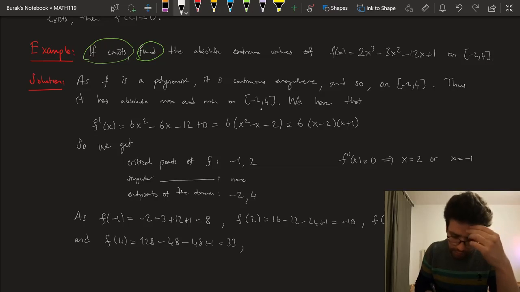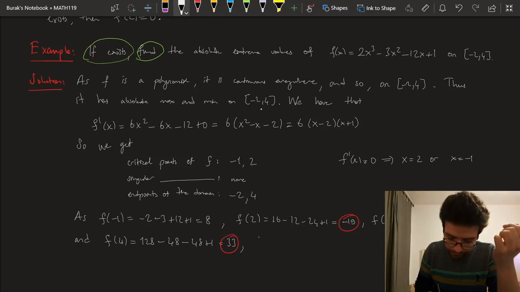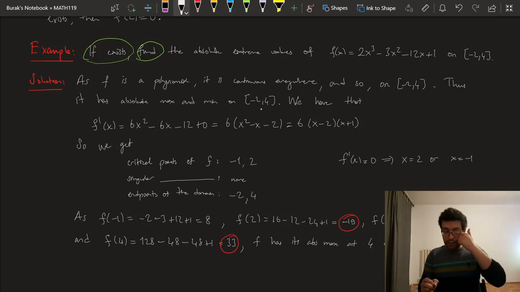Okay. Now, which of these values is the biggest? This one. Which one is the smallest? This one. So f has its absolute maximum at 4 and its absolute minimum at 2. So the absolute maximum and minimum occur at 4 and 2 respectively.